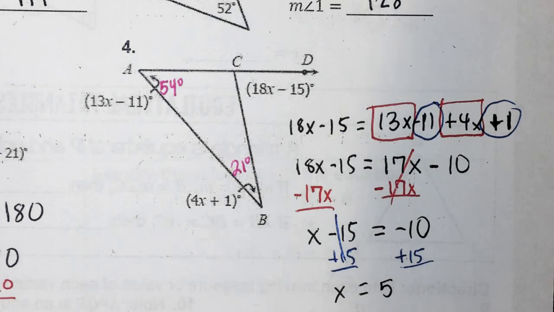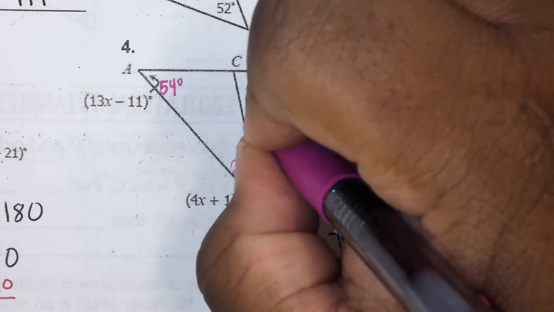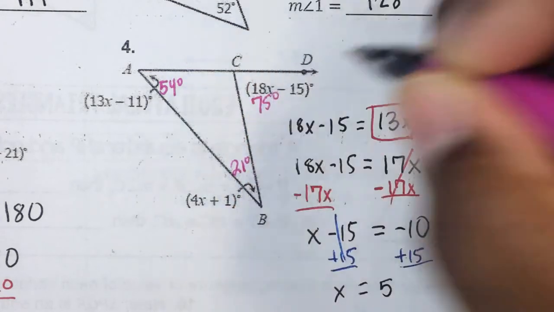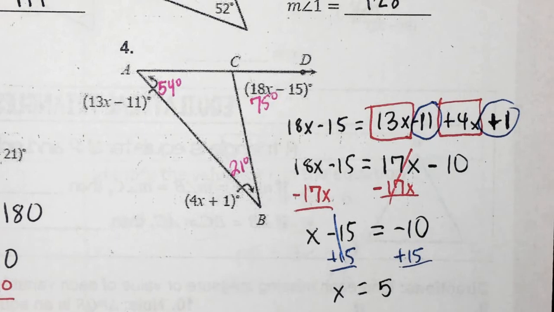That's 18x minus 15. Okay. What y'all got for that? And you plug in for this one, the exterior angle right here, you should get 75 degrees. And then they ask you for ACB also. Which expression is that?